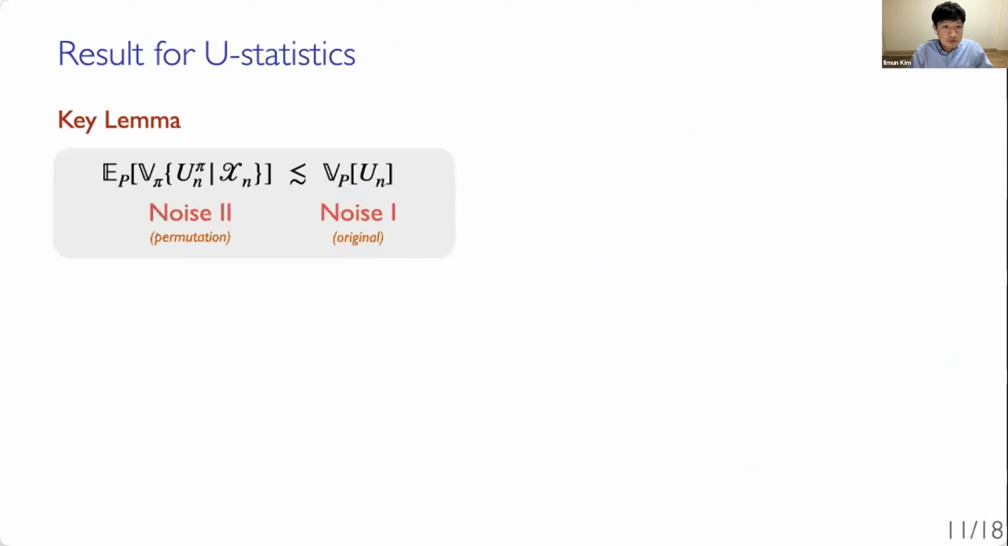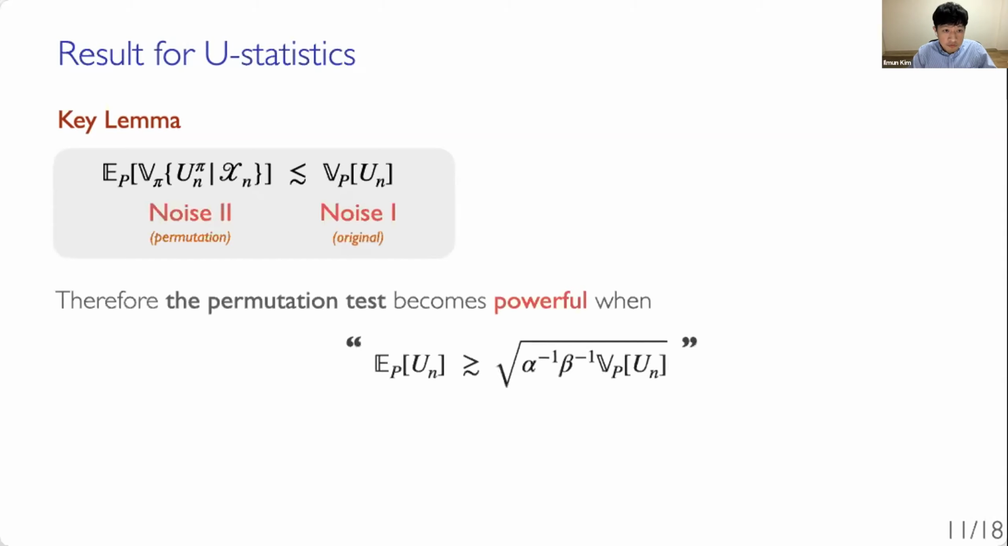Okay, so now focusing on the U statistic for two-sample testing as well as independence testing, we can simplify the previous conditions of the two moments method. The key lemma here is that the variance of the original test statistic is larger than the expected variance of the permuted test statistic, up to some constant factor. Therefore, we can show that the permutation test based on a U statistic becomes powerful whenever the signal is greater than the square root of the variance of the U statistic.